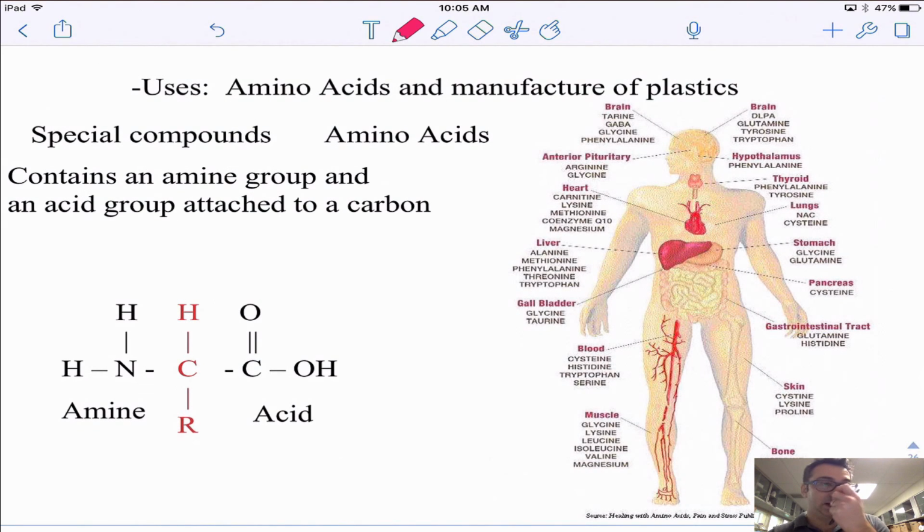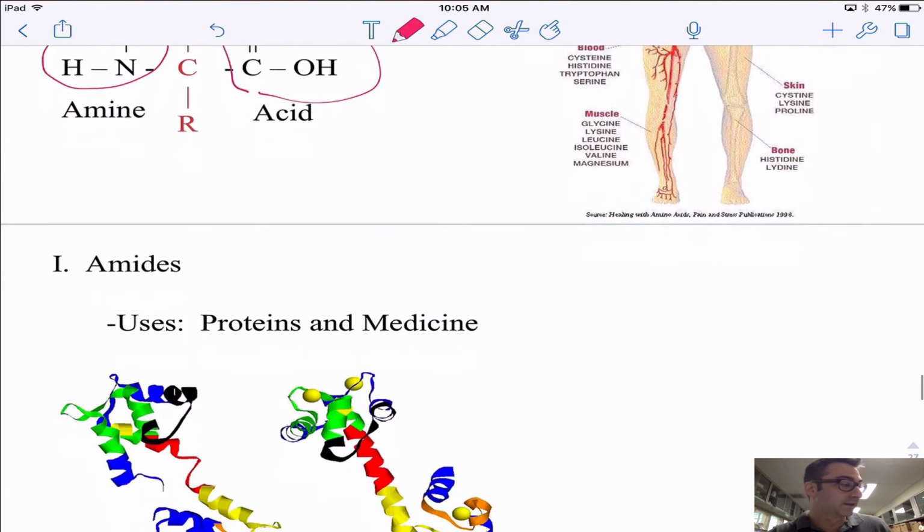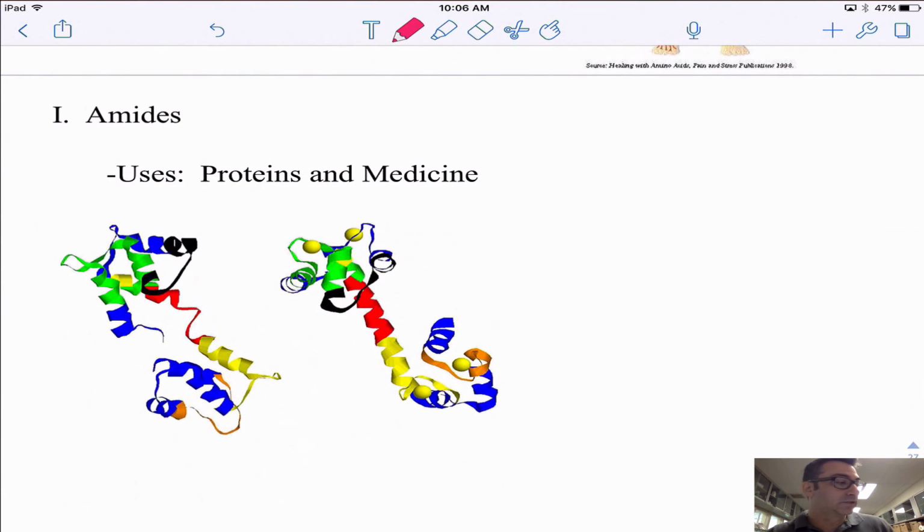Amines, they're used in the manufacture of plastics and also part of amino acids. And this is showing you an amino acid group. You have your amine and you have your acid group. Commonly asked about on the SAT subject test. They like you to know about amino acids. And amides, these are used in medicine. Penicillin is actually a type of amide that's used to inhibit the cell wall.